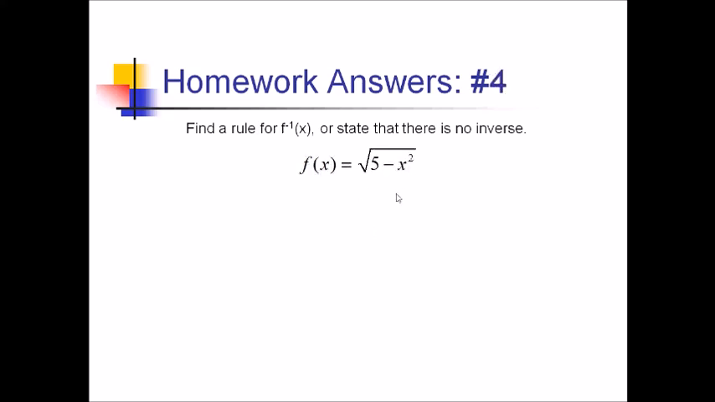For number 4, we're trying to find the inverse of this thing. Now the square root doesn't really cause any problems. However, this x squared right here is going to cause this thing to not have an inverse because negative and positive inputs both give you the same output. So if you're given the output, you don't know which input you had in the first place. So this does not have an inverse.